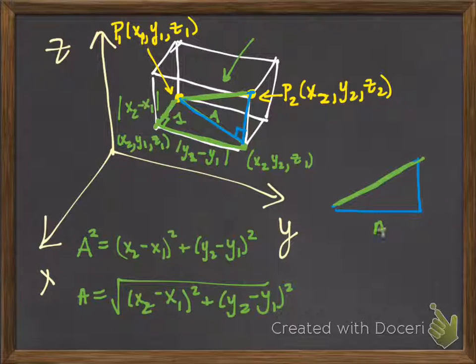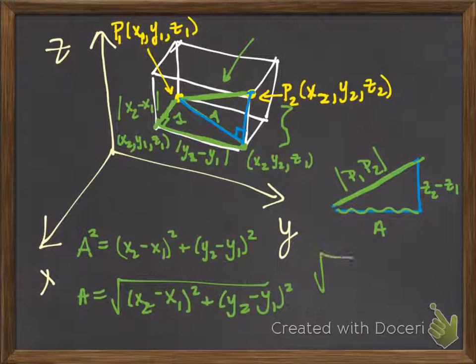So the bottom here is A, and then the height of this right triangle, if you see, is this distance between here and here. And notice it's really just the difference in the z's, so z2 minus z1. So this green distance here, which is really the distance between P1 and P2, is really the square root of A squared plus z2 minus z1 squared, right? That's the distance of that hypotenuse.